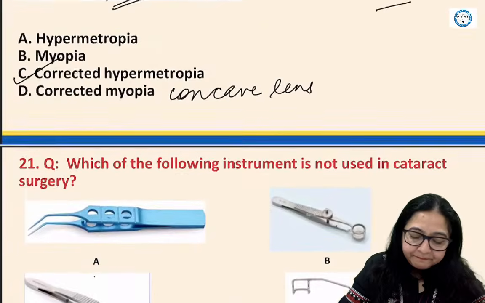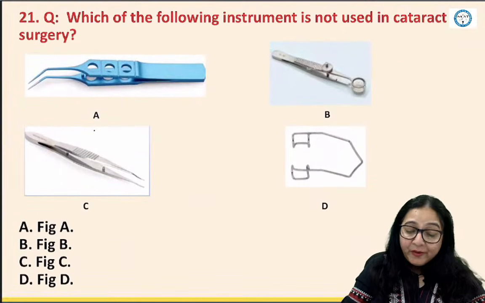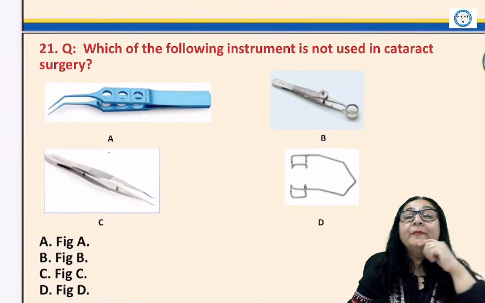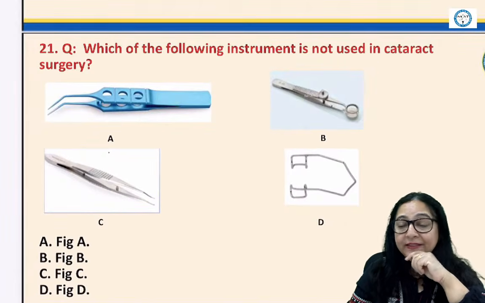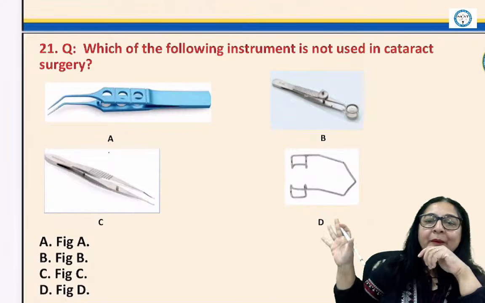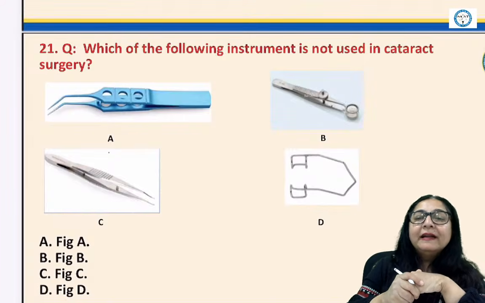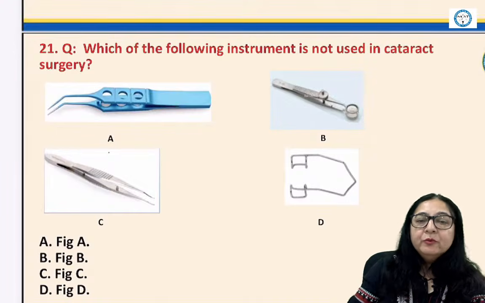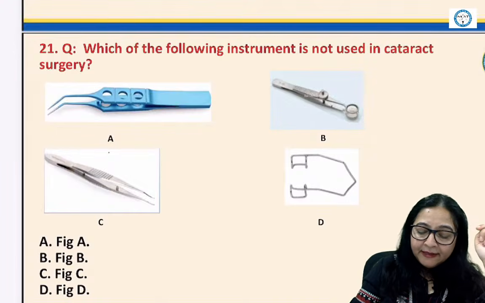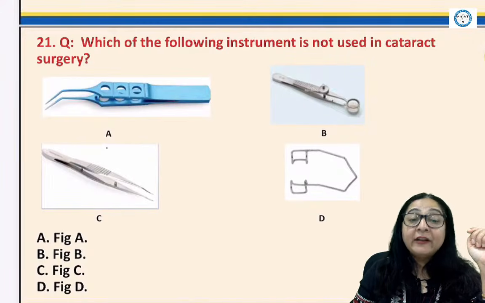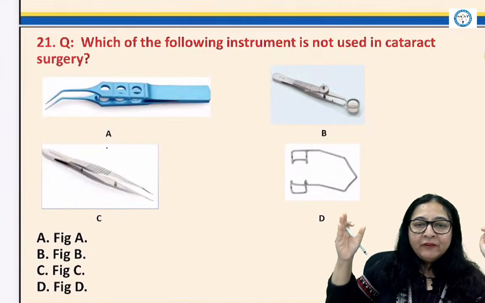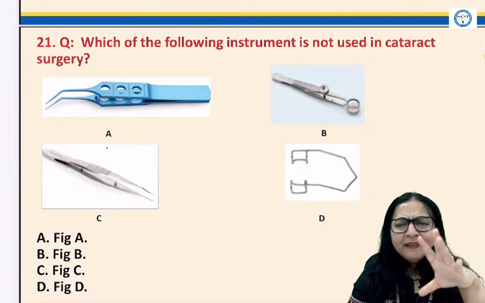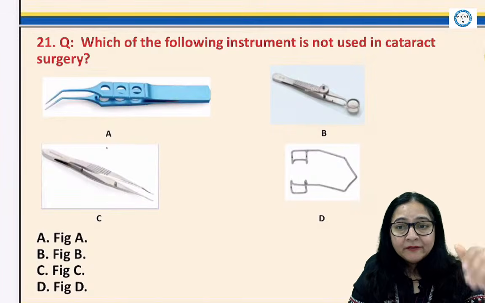Okay, let's do a question based upon your surgical instruments. Which of the following instruments is not used in cataract surgery? The purpose of this question is to give you a revision of the surgical instruments, bache. Which of the following is not used in cataract surgery? Instrument shown in figure A, B, C or D. Again, a very simple question, not a very complicated one.